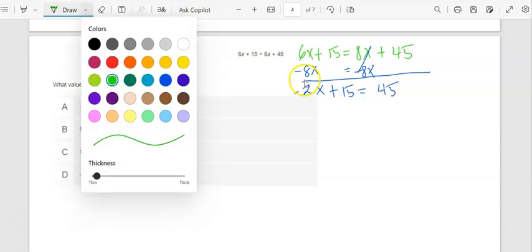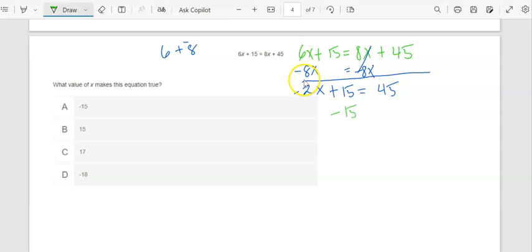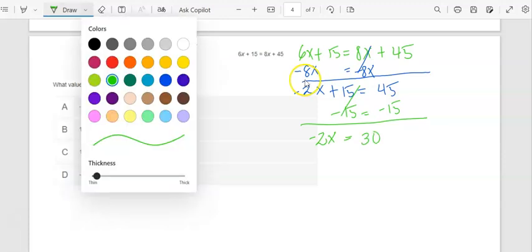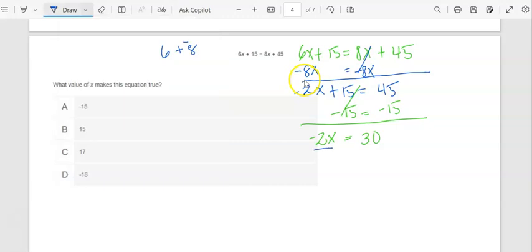I have plus 15, so we're going to subtract 15 from both sides. That cancels. 45 minus 15, that's going to give me 30. I'm going to divide by negative 2. The 2's cancel. Then you have 30 divided by negative 2. It's going to be negative, put it in your calculator, negative 15.